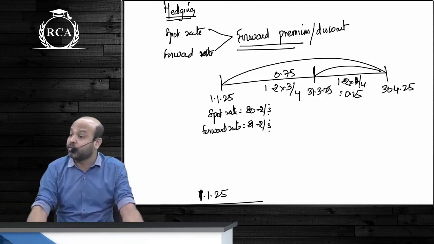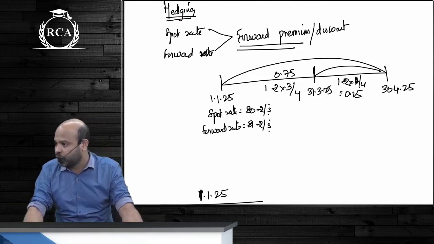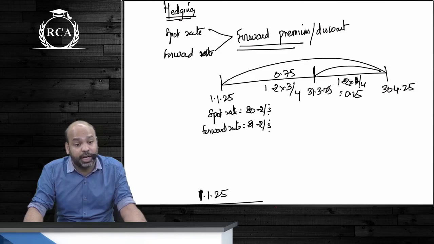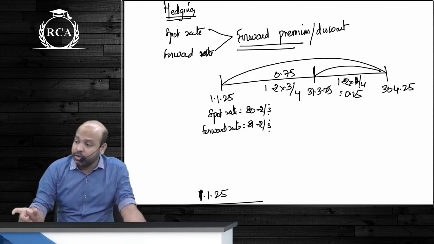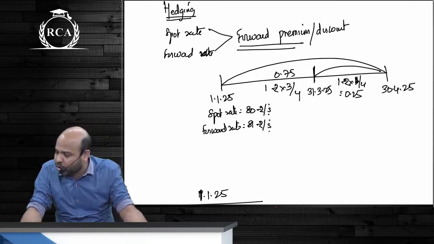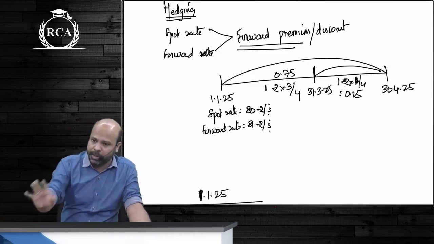Isko kya bolte hai? Forward premium or discount. To compute forward premium or discount, you should take the difference between spot rate and forward rate as on the date of contract. This forward premium or discount should be amortized over the period of forward contract. Amortized matlab transferred to P&L account.